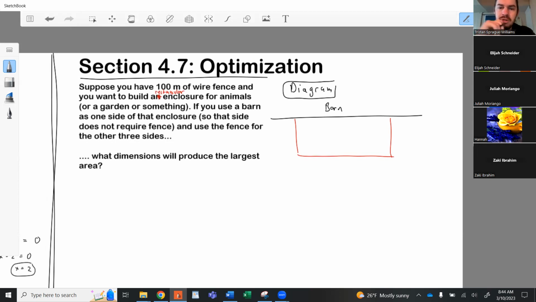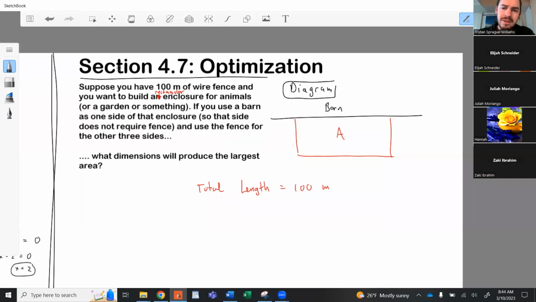Okay, so the total length of the fence can be up to 100 meters. And I think it's obvious that if we want to maximize the area inside of this enclosure, we want to go ahead and use all 100 meters. So we're going to have the total length equals 100 meters.